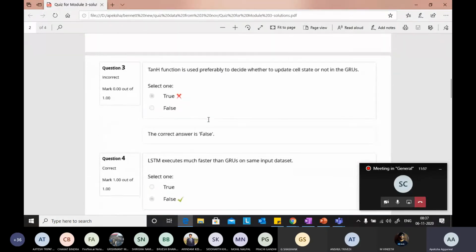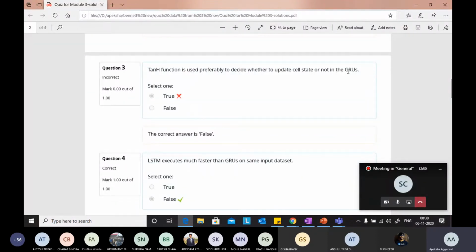Then next is, which function is used to decide whether to update the cell state or not in the GRU? So which function decides, basically? This is always sigmoid, because it decides whether we are updating the cell state with the previous c<t-1> or with the candidate cell state. So that equation, where we are multiplying the gate with c<t-1> and 1 minus the gate with the candidate c<t>, is basically deciding. In that equation the function we use is sigmoid, because it ranges between 0 and 1.